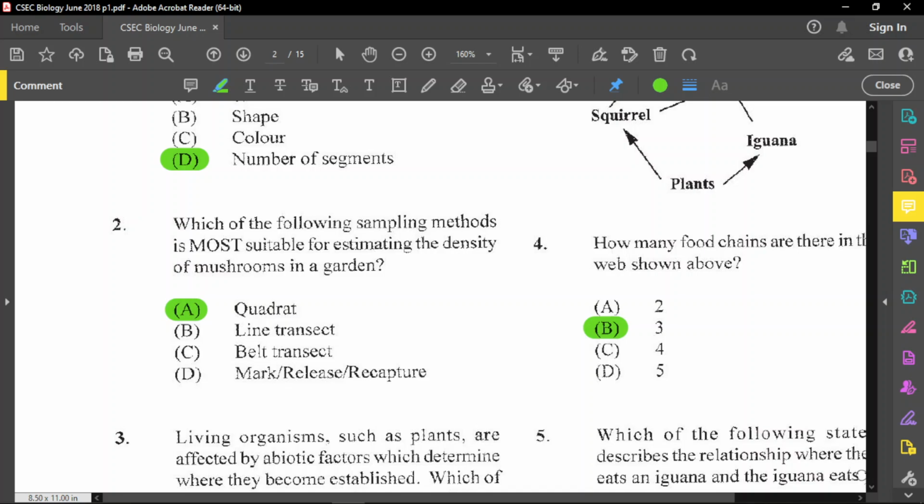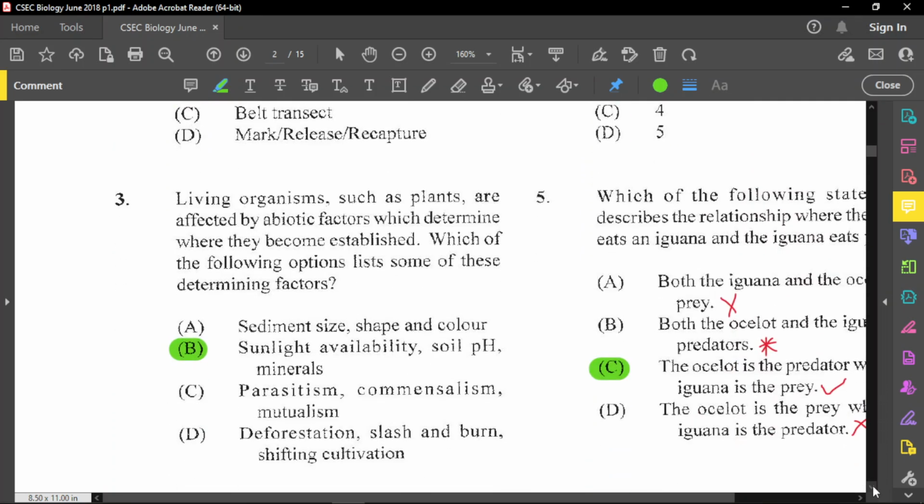Now, question number 3 is: living organisms such as plants are affected by abiotic factors, which determine where they become established. Which of the following options list some of these determining factors? And again, this is a very popular question, and so the answer is B: sunlight availability, soil pH, and minerals. All right, I think that question repeats at least 4 or 5 times.